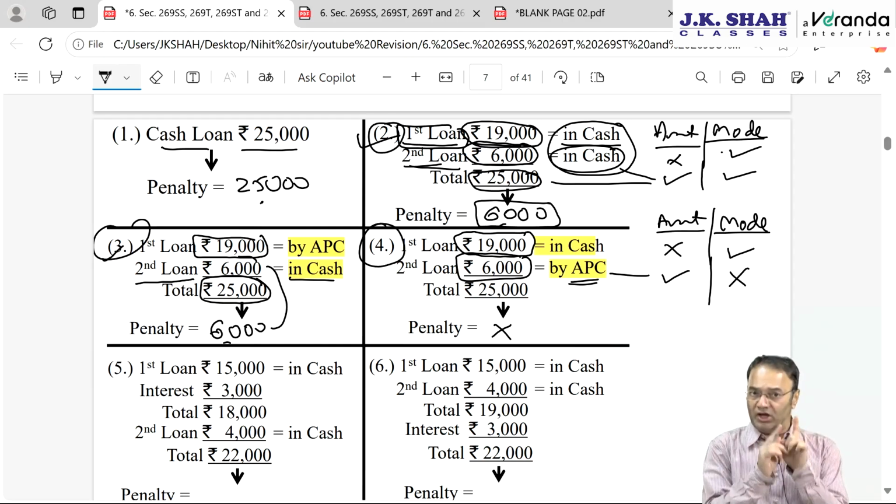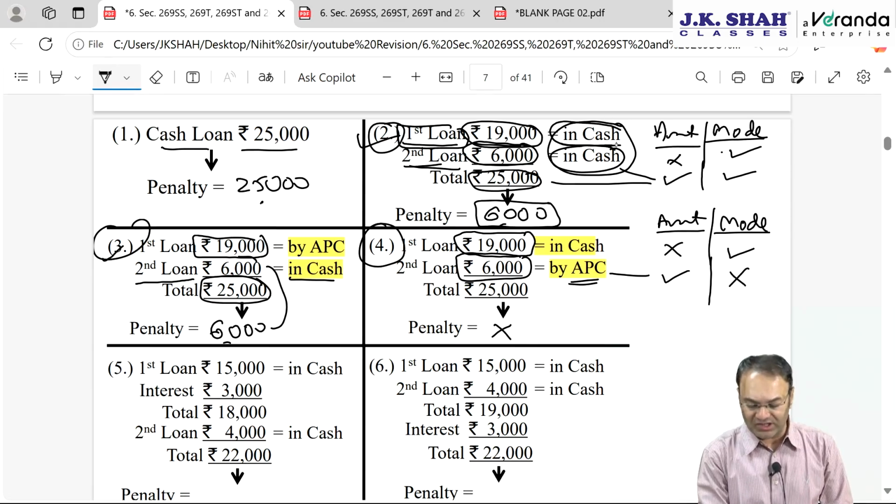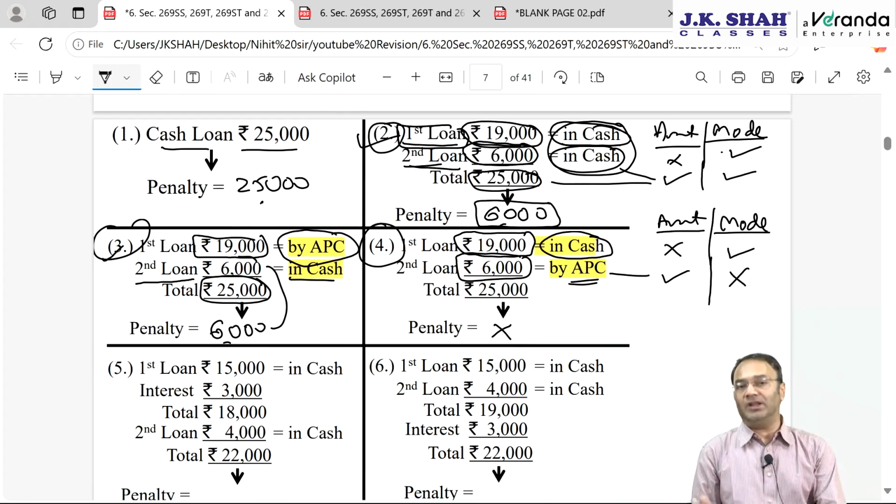The conclusion of the story from examples number 2, 3 and 4 is that for the earlier loan, check only the amount. Do not check the mode of acceptance. The mode of acceptance is cash in the first example, account payee cheque in the second, and again cash in the third. It makes no difference. Whether the penalty will be levied or not does not depend upon the mode of acceptance of the earlier loan. Penalty will be levied or not purely depends upon the mode of acceptance of the current loan, the fresh loan.